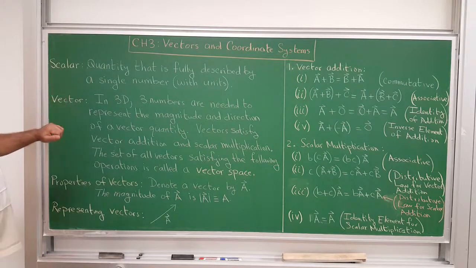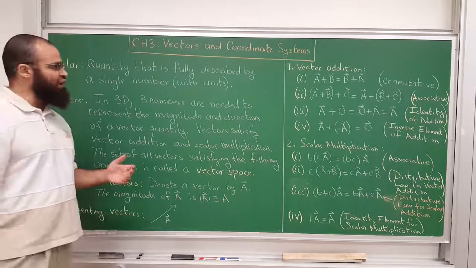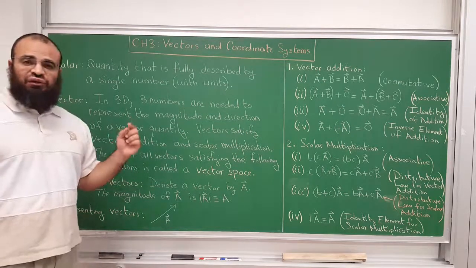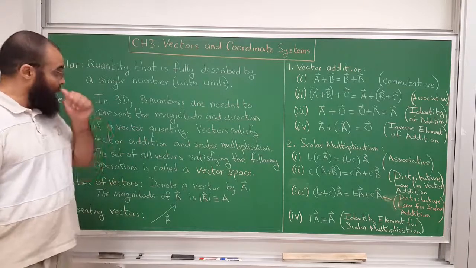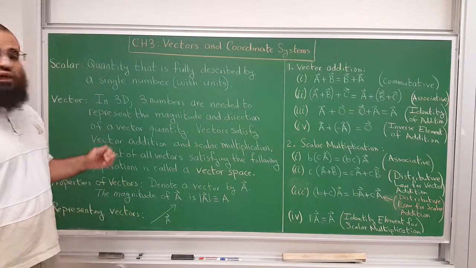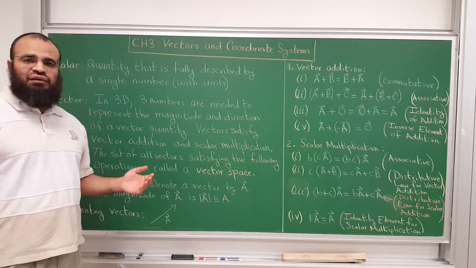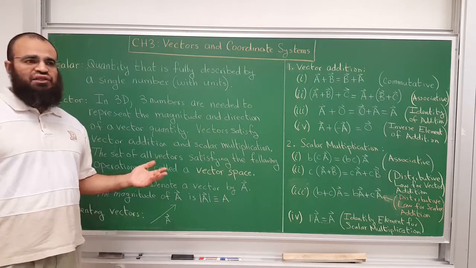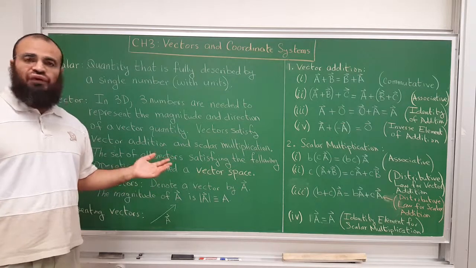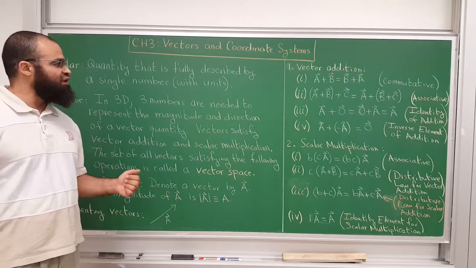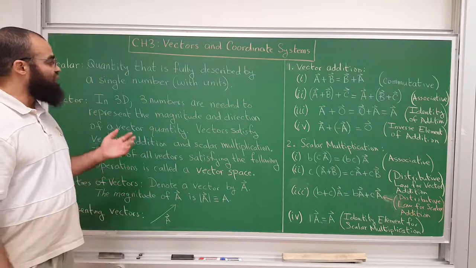deal with in physics. You have scalars and vectors. So what's a scalar? A scalar is a quantity that is simply described by just a single number, with units, of course. What are examples of scalars? For example, the mass of an object is a scalar. So if you say an object has a mass of 1 kilogram, that's it. You have fully described it. There is no additional question about its mass.